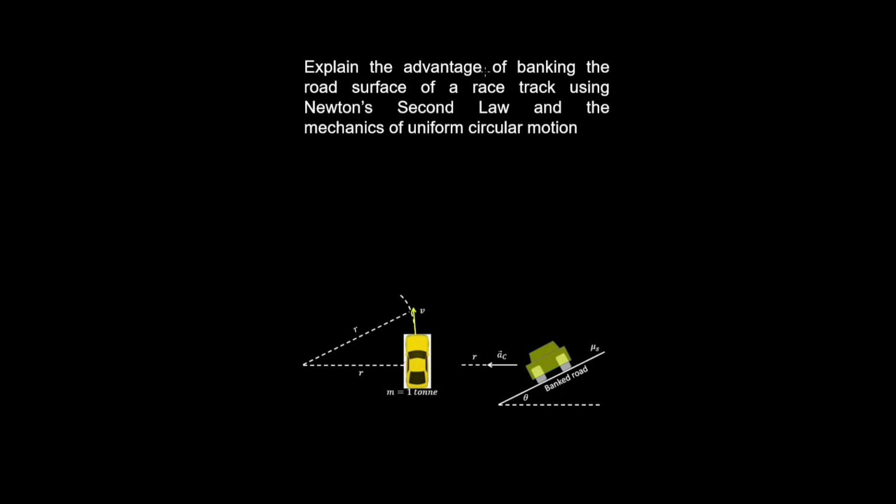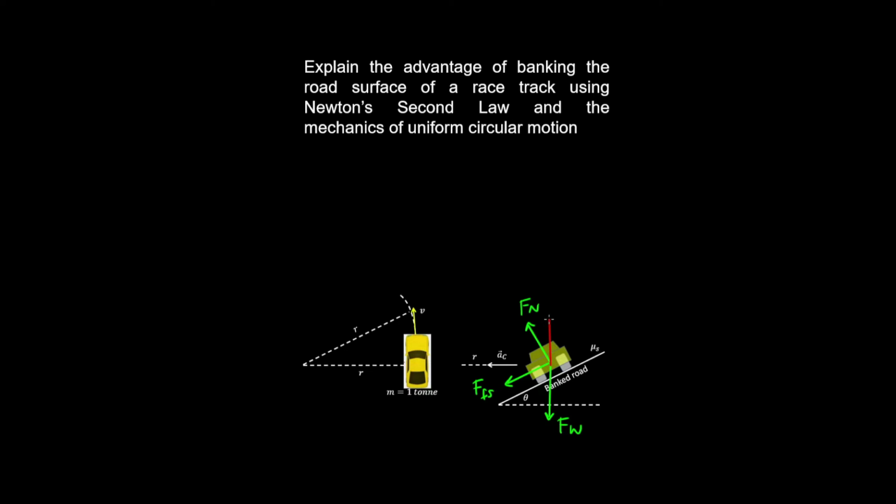Explain the advantage of banking the road surface of a racetrack using Newton's second law and the mechanics of uniform circular motion. So treating this car as a particle, which is travelling on a banked surface, well, the normal force acts normal to the surface, and the force of weight acts downwards, and the static friction force acts along the road surface.